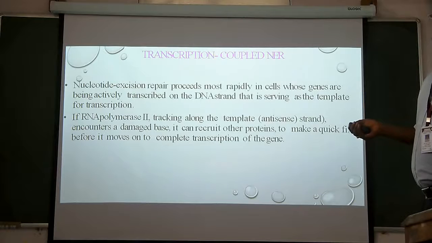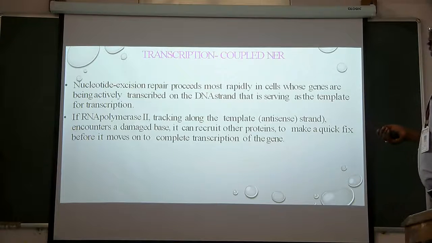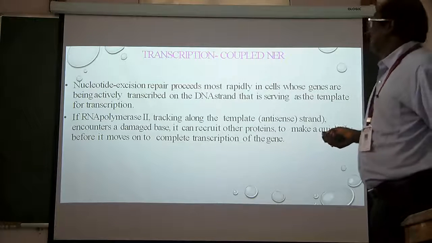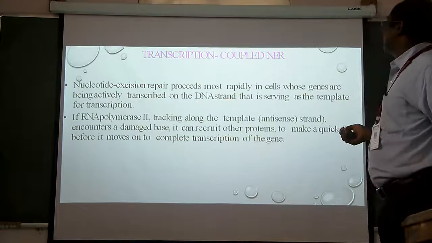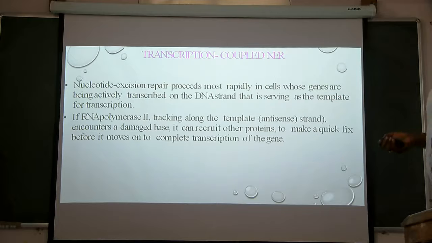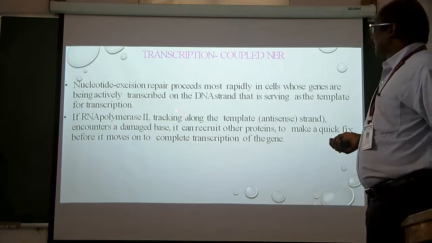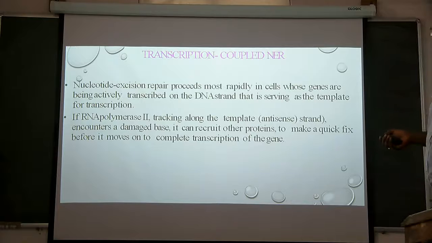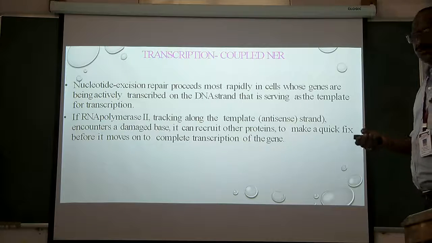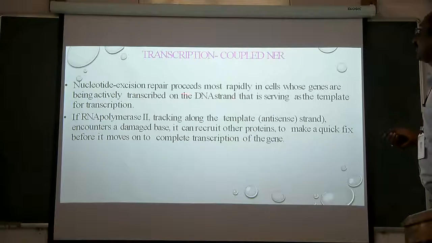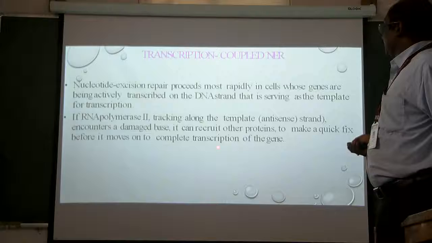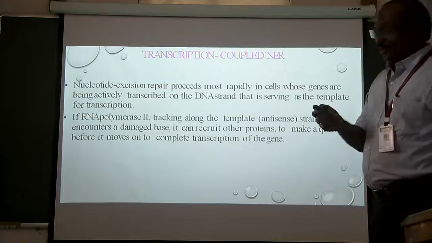Nucleotide excision repair proceeds most rapidly in cells on genes that are being actively transcribed, on the DNA strand that serves as the template for transcription. If RNA polymerase II, tracking along the template, that is the antisense strand, encounters a damaged base, it can recruit other proteins to make a quick fix before it moves on to complete the transcription of the gene.